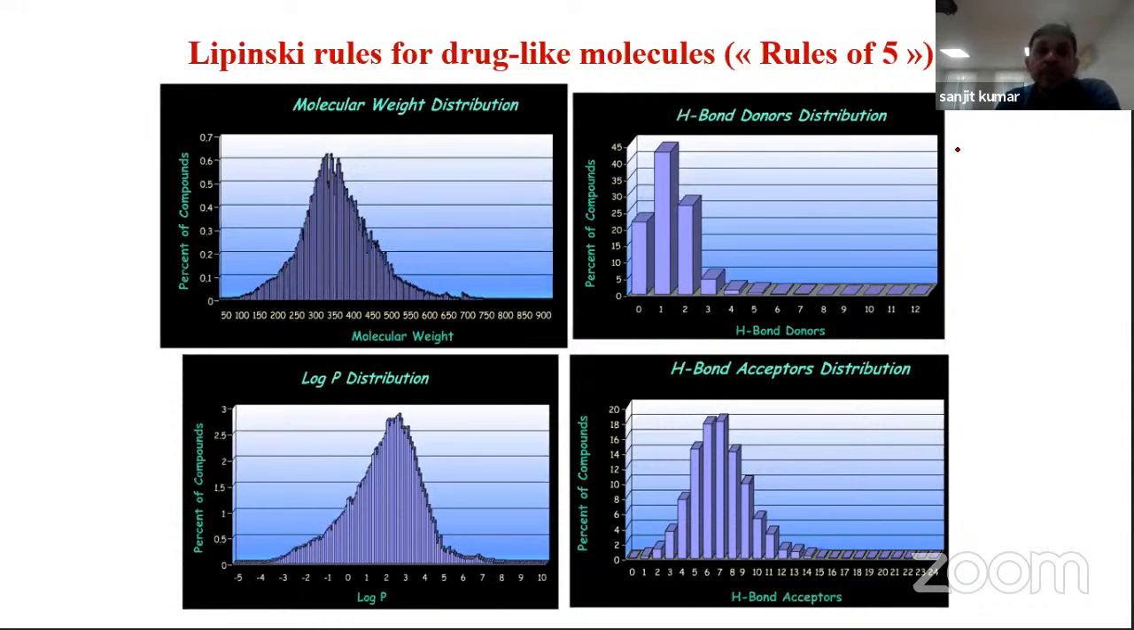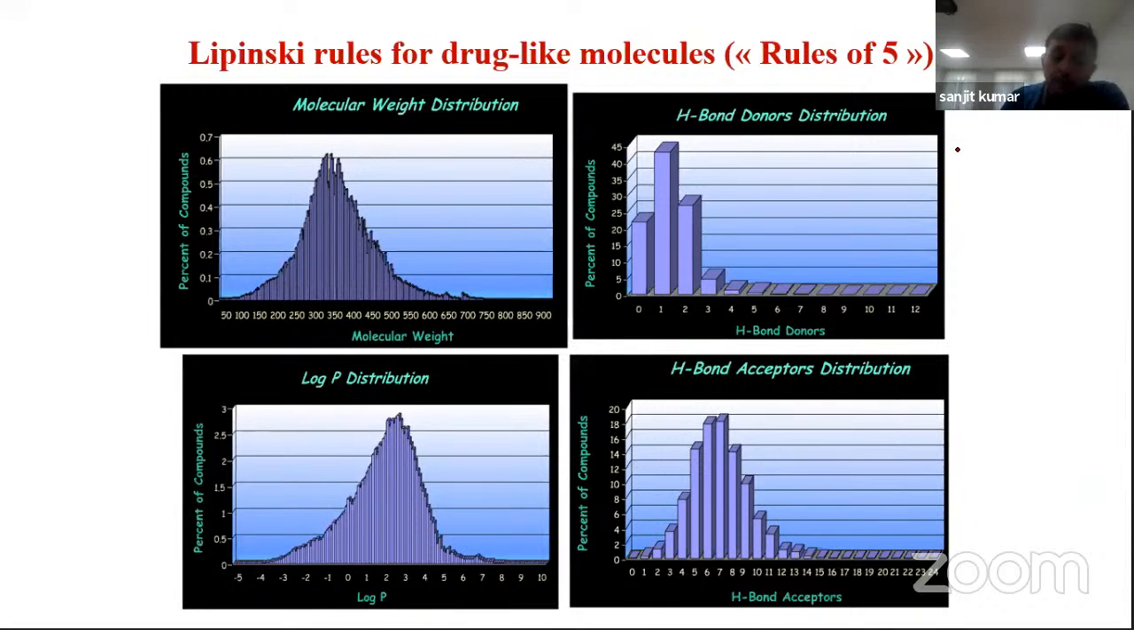You have to take the libraries, and if the molecular weight is more than 500, you can segregate. Okay, more than 500 we will not take. Hydrogen bond donor, if it is more than 5 we will not take. Log P, if it is more than 5 we will not take those. Hydrogen bond acceptor, we can see like that.